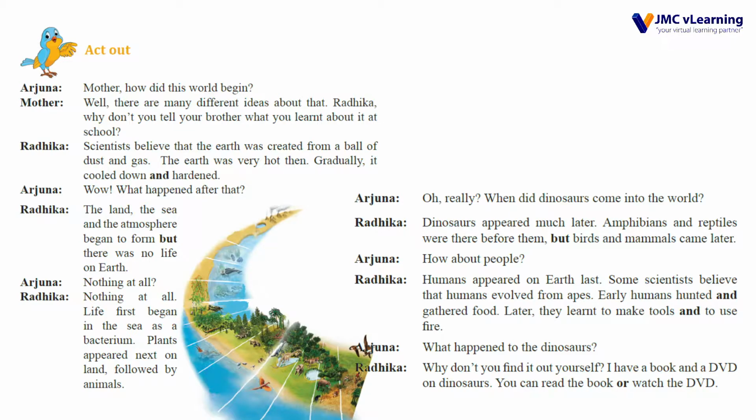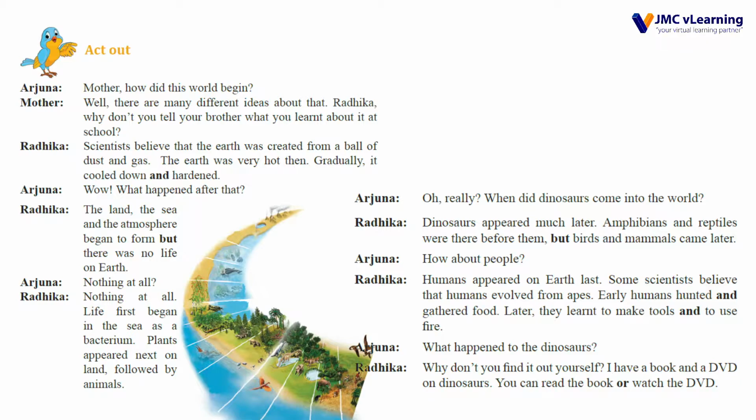The island, the sea and the atmosphere began to form, but there was no life on earth. Nothing at all? Nothing at all. Life first began in the sea as a bacterium. Plants appeared next on the land, followed by animals. Oh, really? When did dinosaurs come into the world? Dinosaurs appeared much later. Amphibians and reptiles were there before them, but birds and mammals came later. How about people?